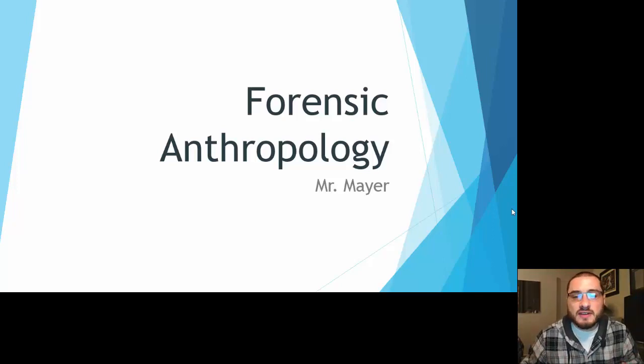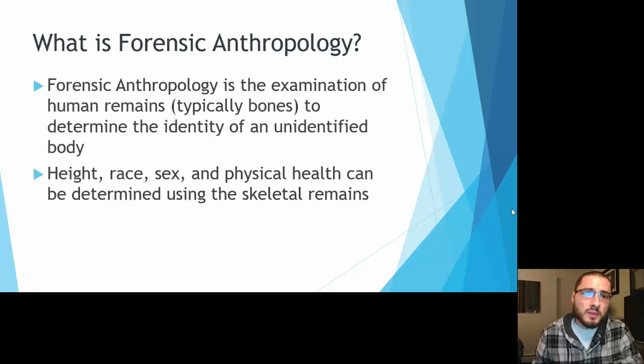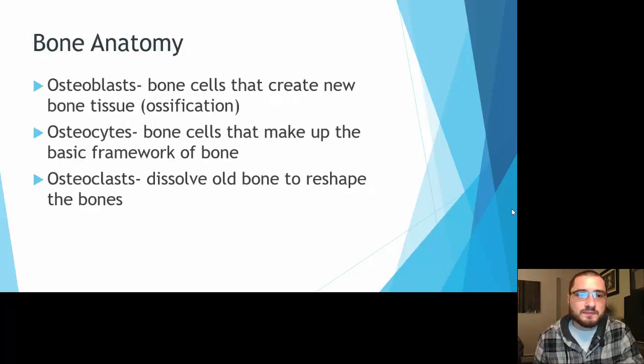So as we talk about death investigations and looking at what we can get from a dead body, we see the importance of anthropology, or looking at human remains, and the influence it can play in our forensic investigation. So forensic anthropology is the examination of human remains. Typically, we're talking about bones to determine the identity of an unidentified body. We like to try to figure out height, race, sex, as well as physical health using these skeletal remains. We can, to varying degrees, determine these things.